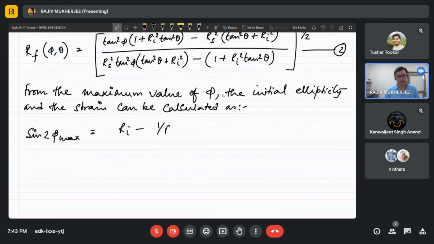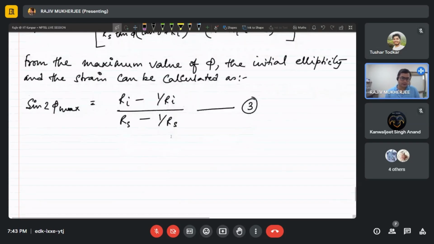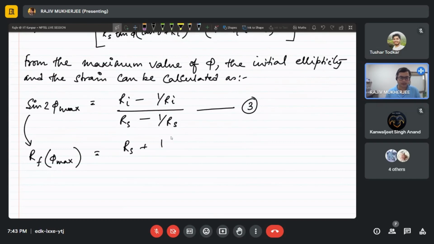And then from this to this, that means the maximum value of aspect ratio at phi max can be calculated as Rs plus 1 by Rs divided by Ri plus 1 by Ri plus Rs plus 1 by Rs divided by Ri plus 1 by Ri whole square minus 1 to the power half.